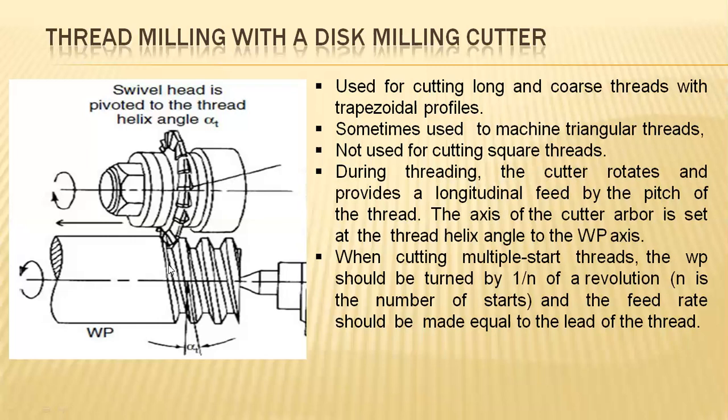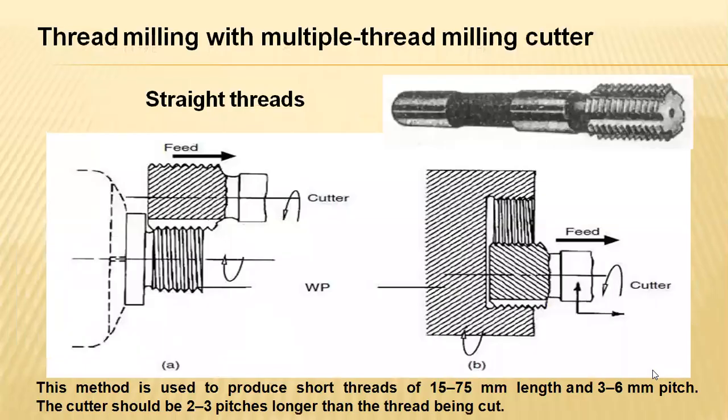Particularly when cutting at a status of attaining multiple threads, the consideration is that the work part should be turned by 1 by nth of the revolution, and maintaining of the feed rate, which is made equal to the lead of the thread, and getting the particular shapes for consignments. See here, thread milling with multiple thread milling cutters.